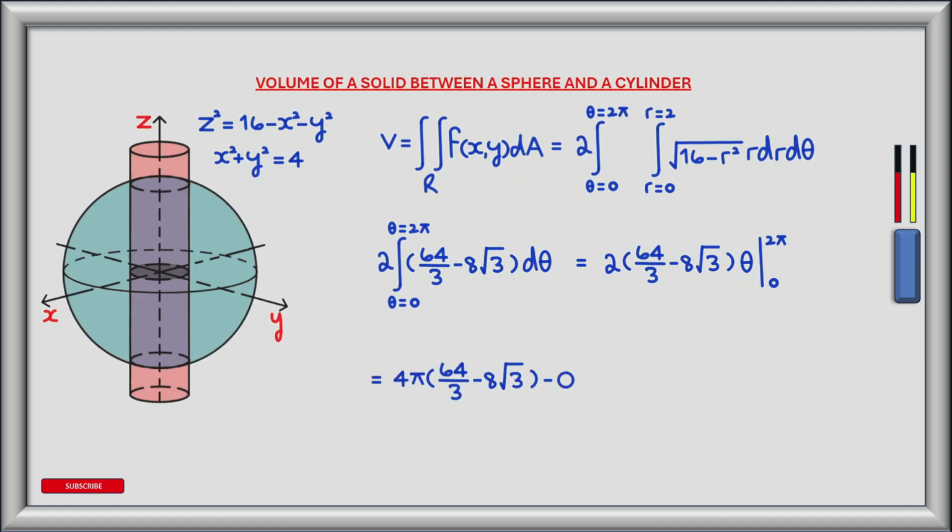And substituting 2 pi in for theta gives 4 pi multiplied into the bracket of 64 divided by 3 minus 8 multiplied by the square root of 3. And plugging 0 in for theta gives 0. And this gives us a final answer of 4 pi multiplied into the bracket of 64 divided by 3 minus 8 multiplied by the square root of 3.